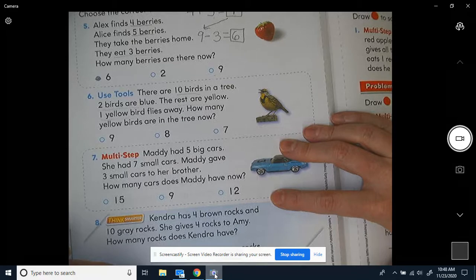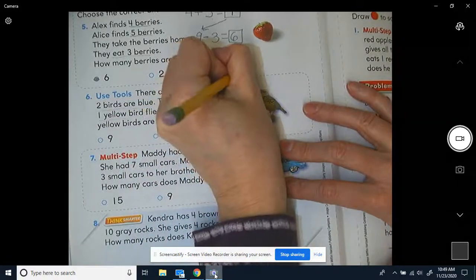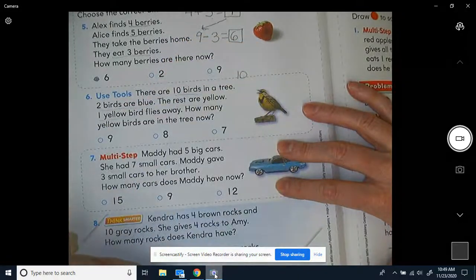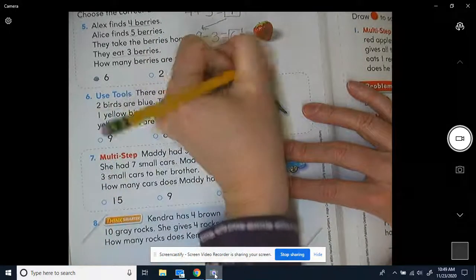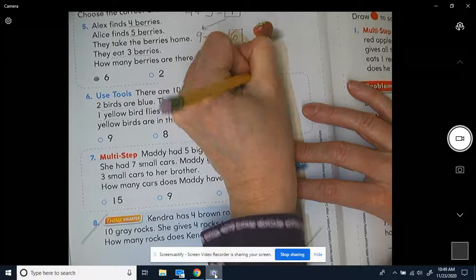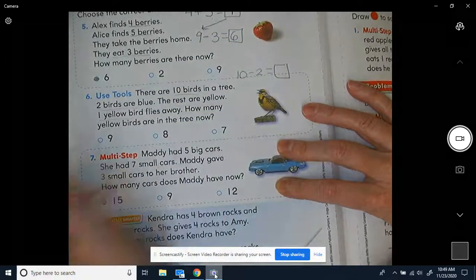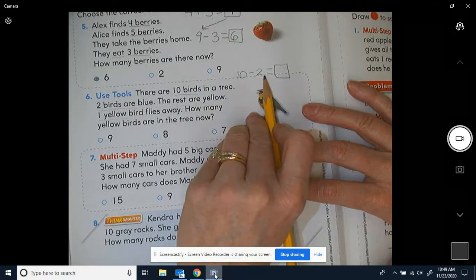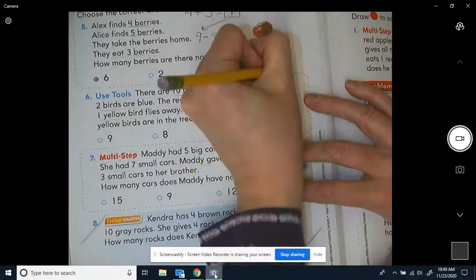Okay, I kind of have to break it into parts again. I know there are 10 birds in the tree and 2 of them are blue, but I don't know how many yellow birds there are, so I need to figure that out. So I know that 10 is my total. And if I want to know how many yellow birds there are, I'm going to have to take away the blue birds. So I'm going to take away the 2 blue birds, and that will tell me how many yellow birds there are. So what's 10 minus 2? It would be 8. We could go 10, 9, 8.